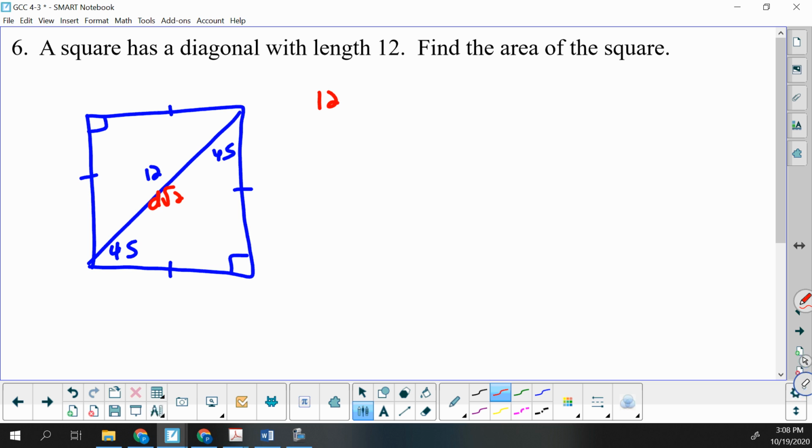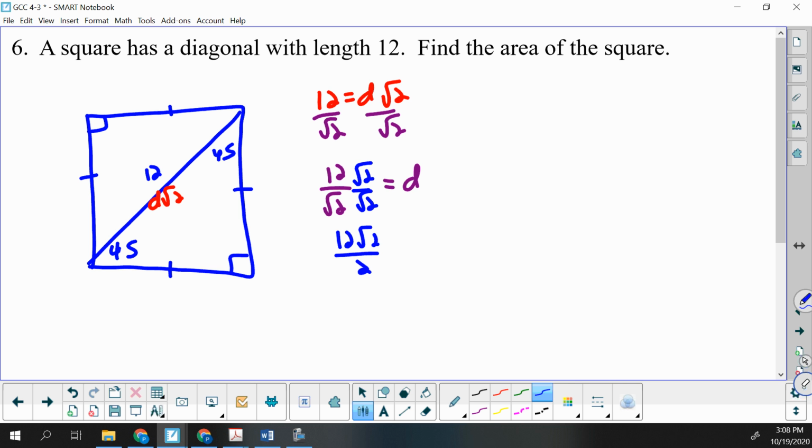So we can set up an equation and do 12 equals D square root of 2. We'll divide both sides by square root of 2. And that gives us 12 over square root of 2 is equal to D. We'll multiply top and bottom by square root of 2, and that gives us 12 square root of 2 over 2 equals D. Divide the 12 and the 2, and we get 6 square root of 2 is equal to D. So that means each of these sides are 6 square root of 2 because they're across from the 45s.